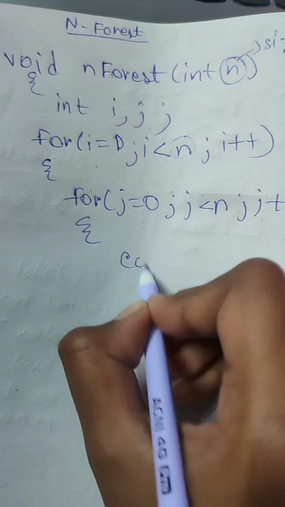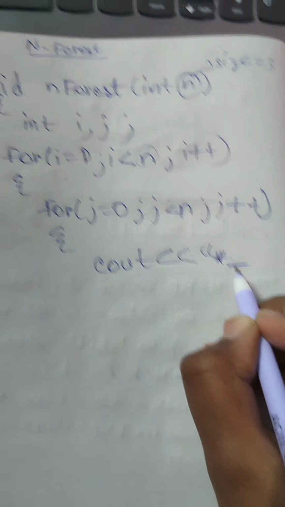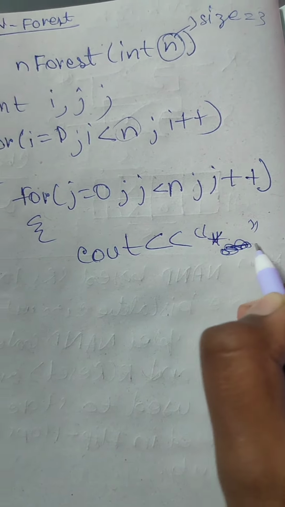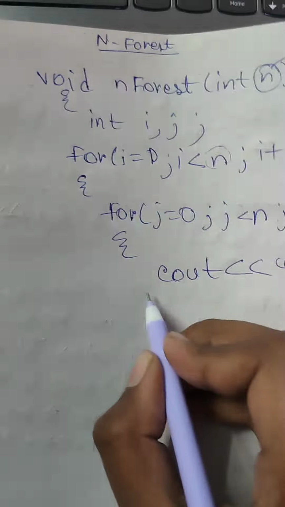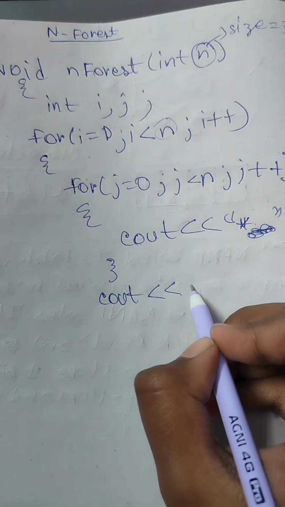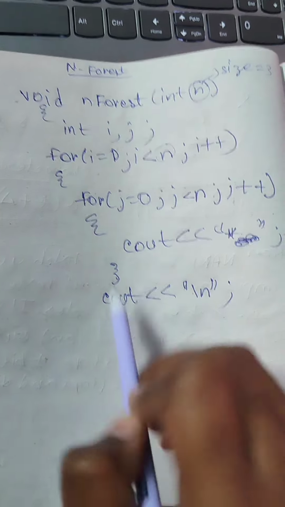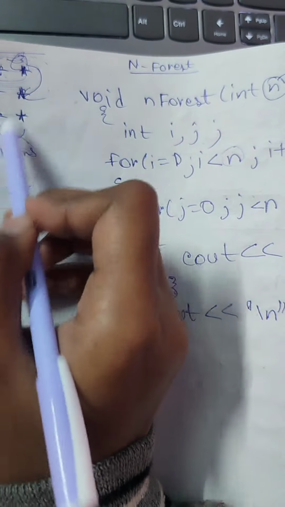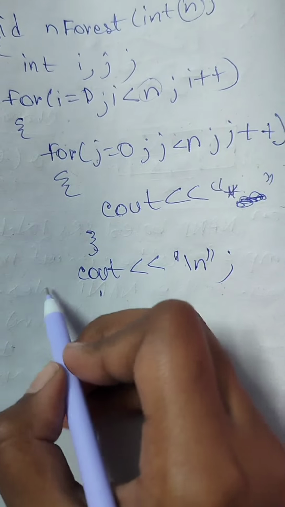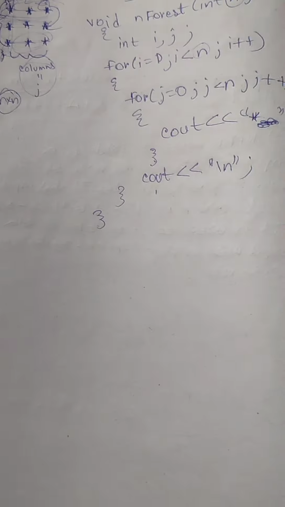Now we will see how to print the star. With cout, we need to print the star and think about the space. We have to take care of it. There must be space, otherwise the output will not be correct. Then with cout we also have to give the new line, so that the inner loop ends and it goes to the next line. Inner loop means this is printing, and then to the next line again printing. Now we need to end this outer for loop and also end this function forest. This is how our code looks.